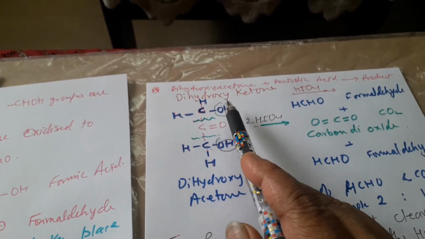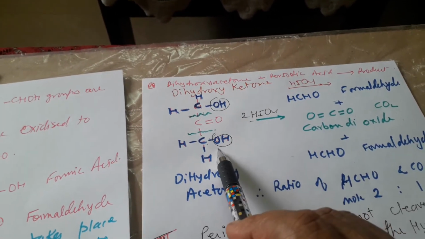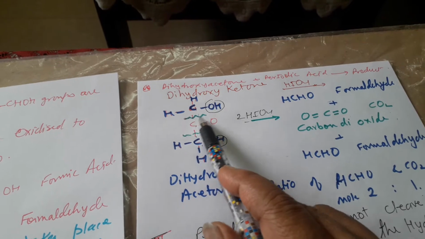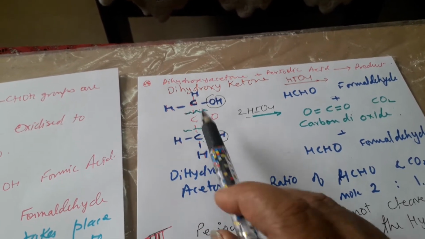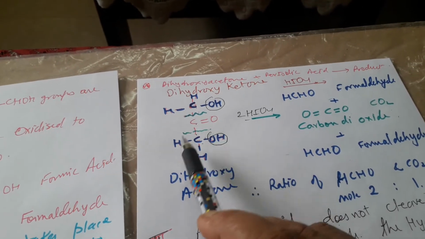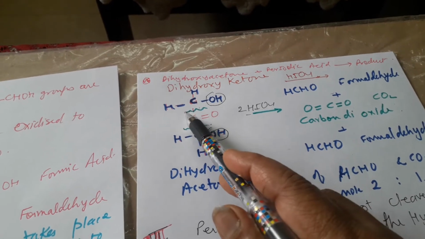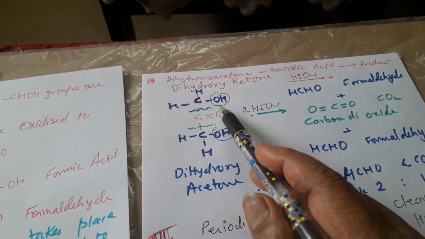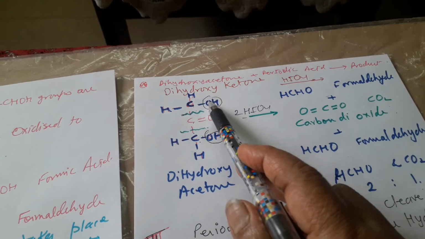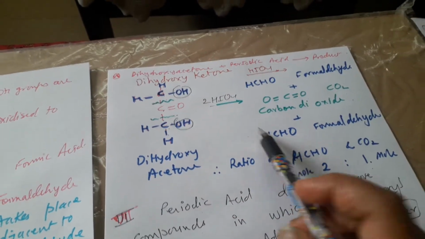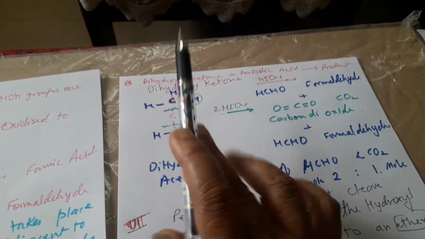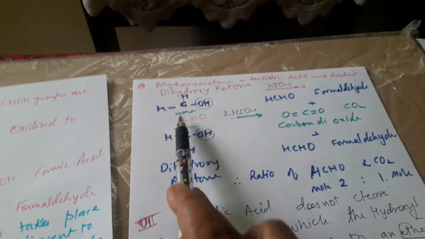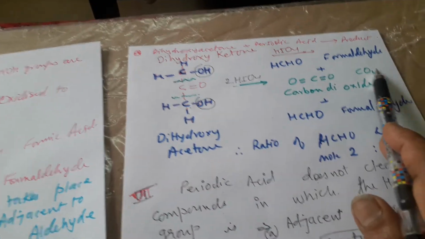This is dihydroxyacetone. So cleavage between these three groups, CH2OH, CO and CH2OH, occurs. 2 moles of HIO4 are required. This is converted into carbon dioxide, and these two are converted into formaldehyde. So 2 moles of formaldehyde and 1 mole of carbon dioxide are obtained. Clear? Now we'll go for the examples.